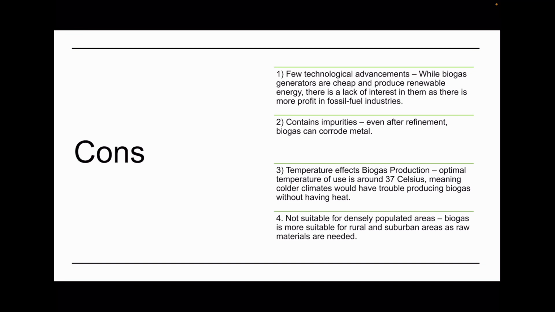And another big one is that temperature affects biogas production. And there's an optimal temperature, which is around 37 degrees Celsius, meaning if you're in a colder climate, you'd have to heat the system in order to produce biogas. And it's not really suitable for densely populated areas, as the raw materials, being cow dung, are only in rural areas. So it's not really suitable for populated areas.